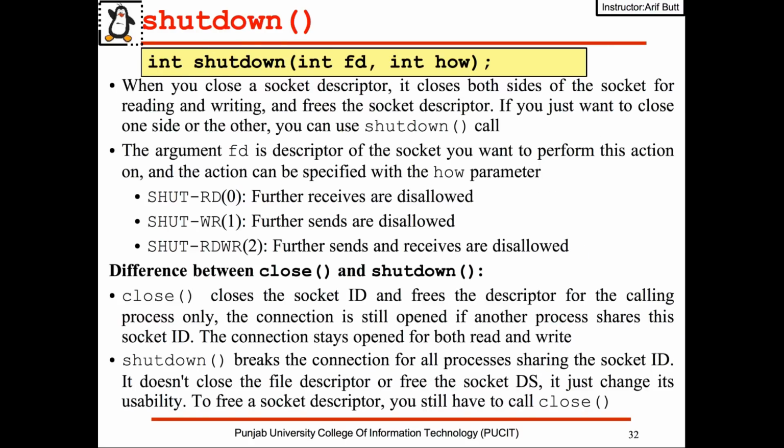For socket descriptors, if you just want to change the usability of the descriptor, you can call shutdown. The second argument to shutdown is how, which can be SHUT_RD, SHUT_WR, or SHUT_RDWR. If you just want to close the reading on the socket, you use this. For closing the writes only, you use this. And if you do not want any send or receive to be allowed, then you use SHUT_RDWR. Remember, shutdown does not free the data structure associated with the FD. For that, you still have to call close.